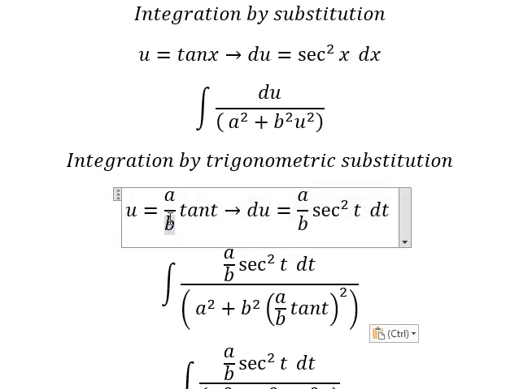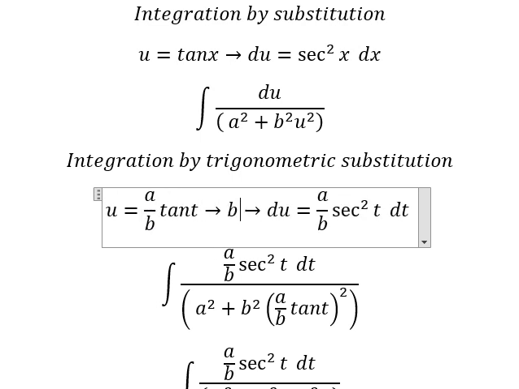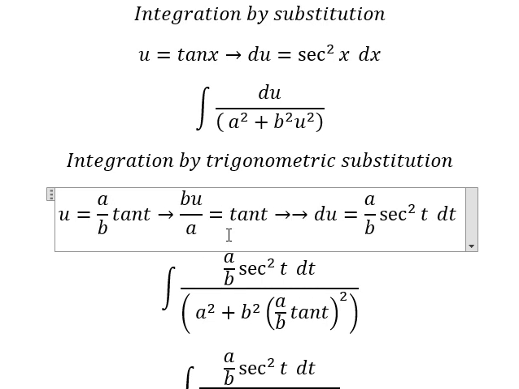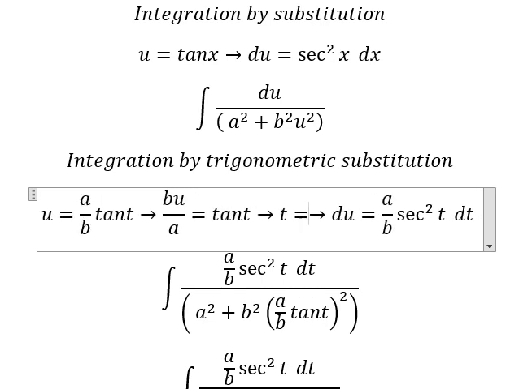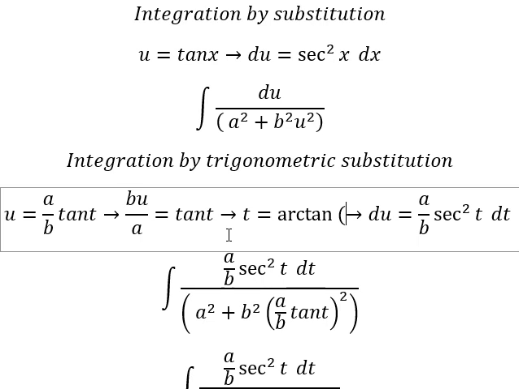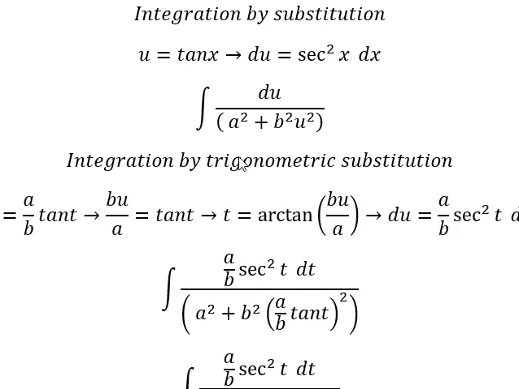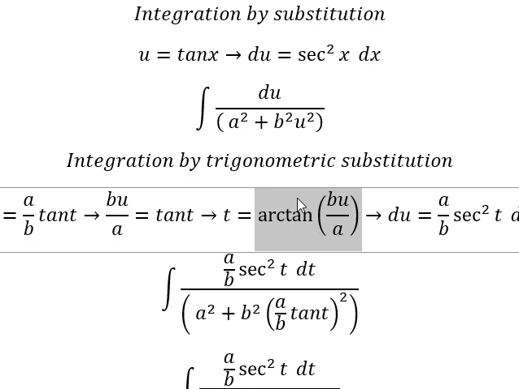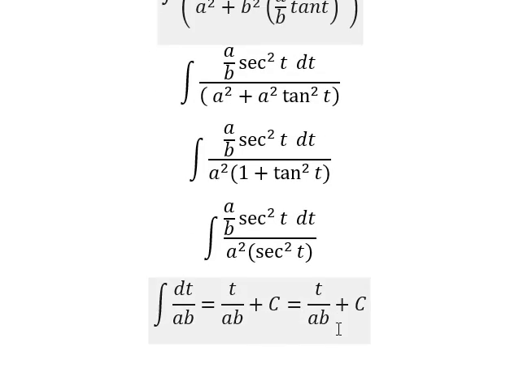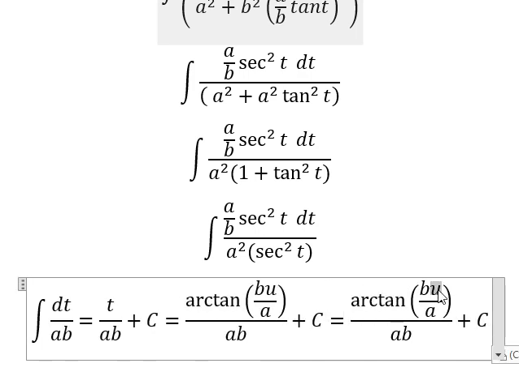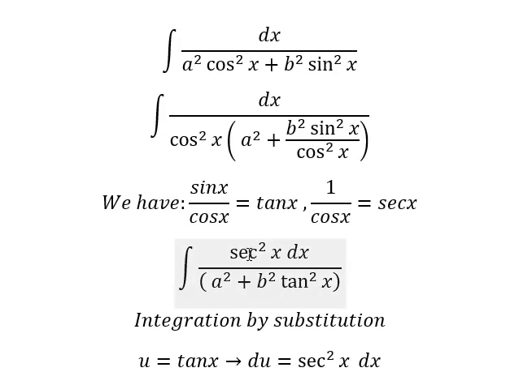We divide both sides by a over b. And now we have t equal to arctan of bu over a. So I will put this one in to change for t. About u, that is this one.